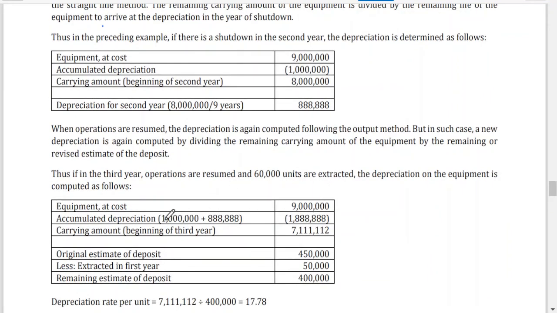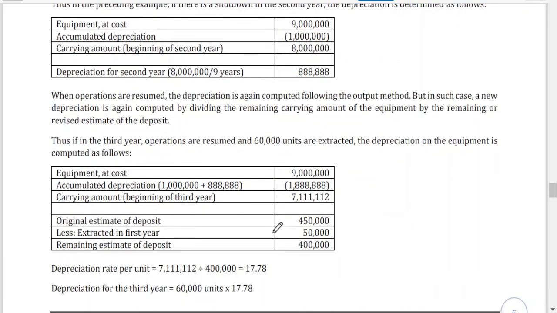So you have 9 million minus accumulated depreciation. This is 1 million for year 1 and 888,888 in year 2 when there was a shutdown. The carrying amount at the beginning of third year is 7,111,112. Then we have the remaining estimate of deposit.